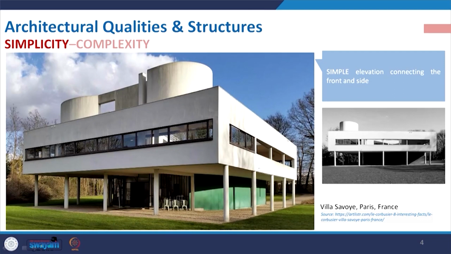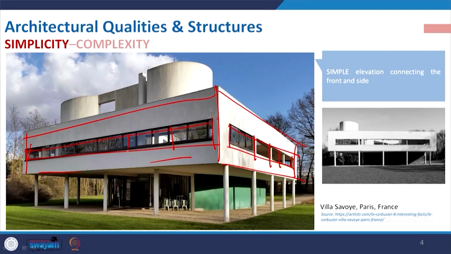If you see, the elevation is very similar, the front and rear. They have a ribbon window, and these openings are very similar. Then the material, color, texture, everything is very similar. It is a very straight composition of rectangular, cuboid and cylindrical forms. So, basically it creates simplicity.